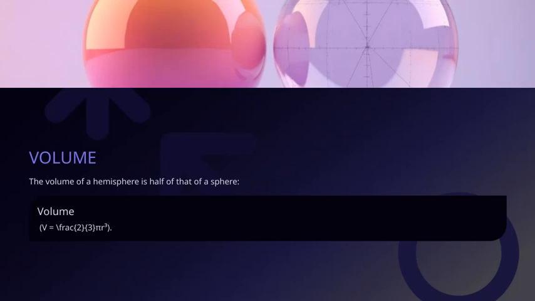Now, let's talk about the volume of a hemisphere. The key point here is that the volume of a hemisphere is exactly half of the volume of a sphere. So, if you know the volume of a sphere, you can easily find the volume of a hemisphere by dividing that by 2. The formula for the volume of a hemisphere is V equals 2/3 pi r cubed. This formula makes sense because it's just half of the sphere's volume, which is 4/3 pi r cubed.